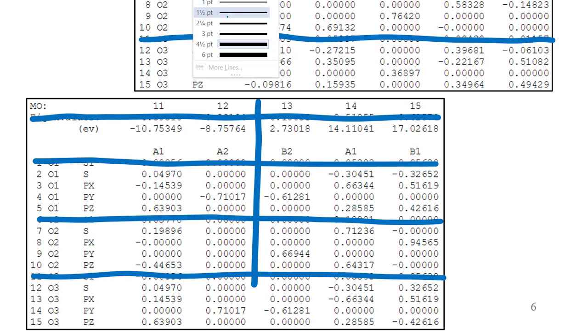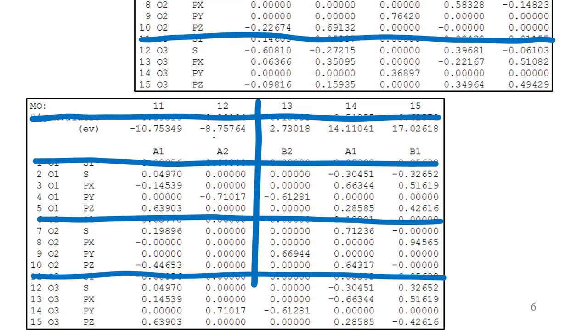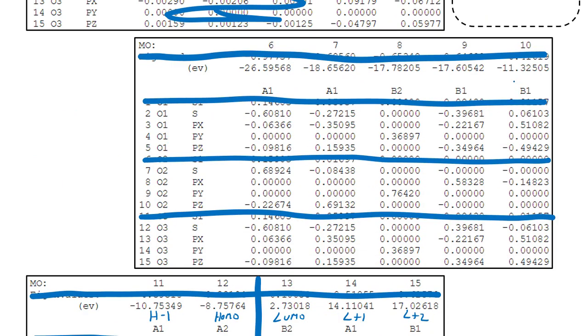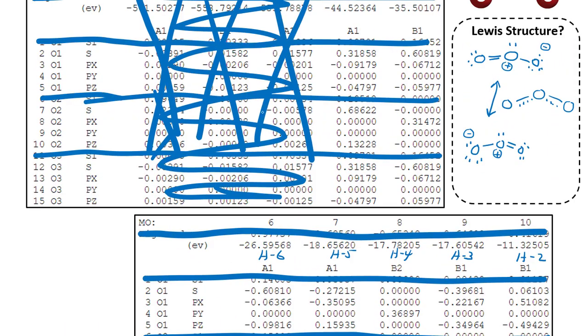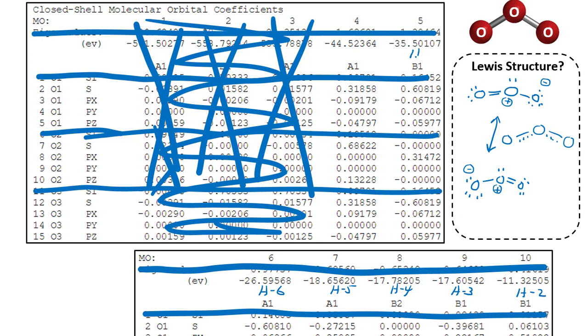And so now what we can do is we can say, okay, this is HOMO, right? This is LUMO. This is LUMO plus one and LUMO plus two. Here's HOMO minus one, and you keep working your way backwards, right? Here's HOMO minus two, HOMO minus three, HOMO minus four, HOMO minus five, HOMO minus six. See, it's just more work, but it's not that hard. And you kind of keep working all the way back to HOMO minus seven, and our lowest lying candidate, HOMO minus eight. Really cool.